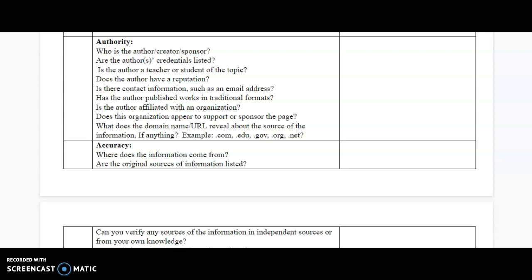Has the author published works in the traditional formats? Online resources such as online databases, online journals, regular journals, books, textbooks, etc. Or is it just a blog? Okay. Is the author affiliated with any organization?